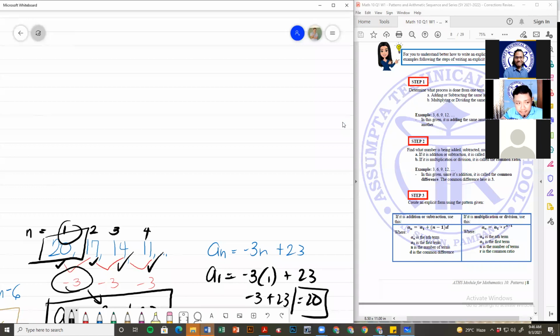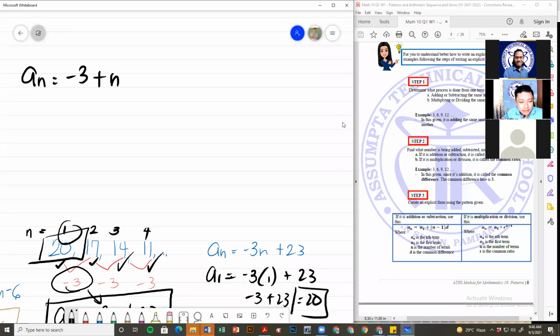Pwede po bang a sub n is equal to negative 3 plus n? Subukan natin. Hindi ko sinasabing may maling formula. Unless we try, we won't know. Kaya nga sabi ko sa inyo, when you make your formula, you should always try the first 4 terms. Kung tama yung kung tama. Kasi kapag nag-match na yung first 4 terms, congratulations. Goods na yon. Okay?